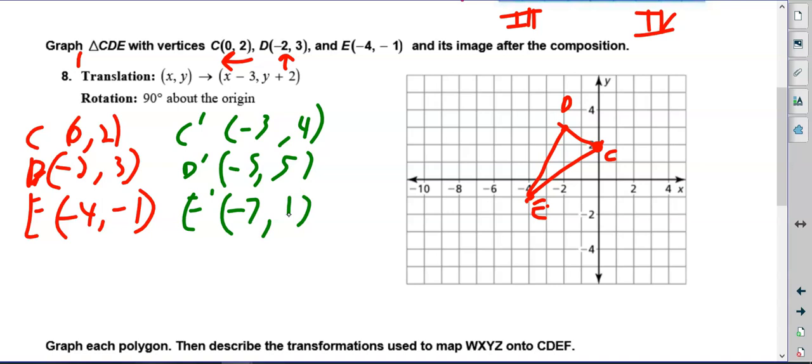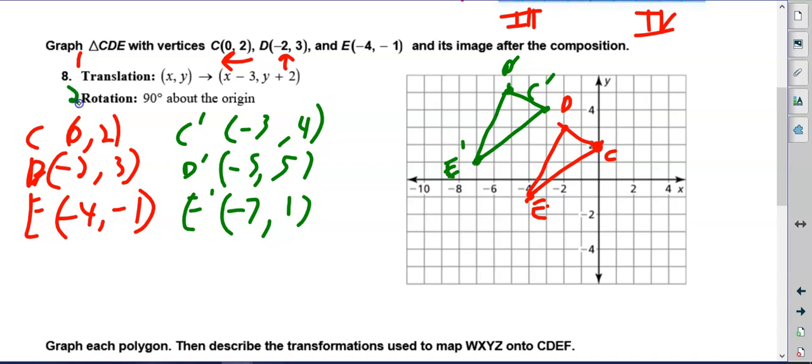Or you can just do what I like to do, which is just slide them. So I'm going to count 3 left and up 2. So from E, I'm going to go 1, 2, 3, 1, 2. Well, looky there. That's -7, 1. That's E prime. C, I'm going to go 1, 2, 3 to the left, 1, 2 up. That's at -3, 5, 4, which is what I wanted. So that's C prime. And then D prime, I'm going to go 1, 2, 3, 1, 2. And that's at -5, 5, and that's what I wanted. So either way works.